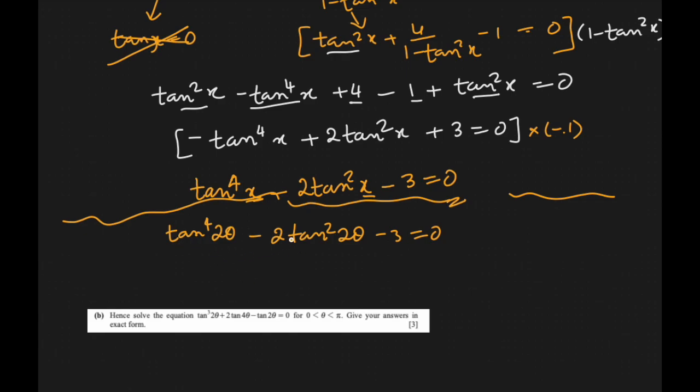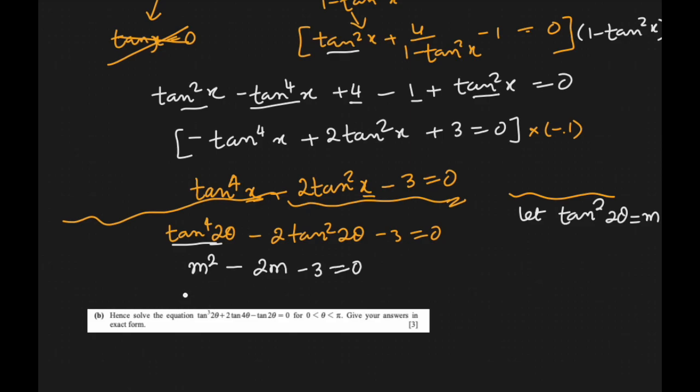Okay, and I have to solve this one. So let's make one assumption here. Let tan square 2 theta equal to say m, an alphabet m. And so this becomes m square, right? Because if I square this, it will become tan to the power 4 of 2 theta. So it will become m square on the right side. So this is equal to m square minus 2m minus 3 equal to 0. This is the new formation of this trigonometric equation.